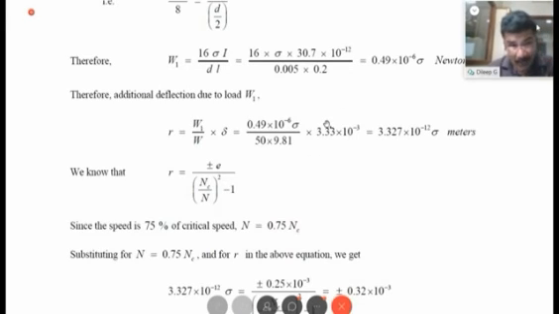Due to W1, the deflection will be 3.33 × 10⁻³ divided by 50 into 9.81 into W1. But W1 is 0.49 × 10⁻⁶ sigma.